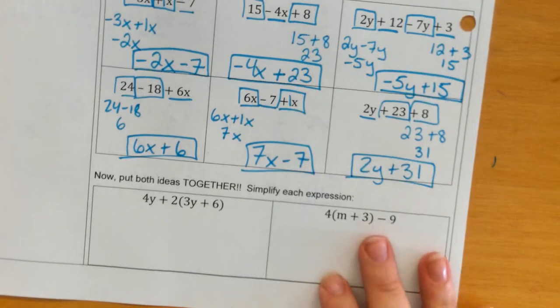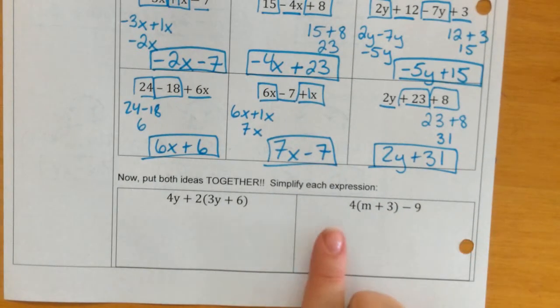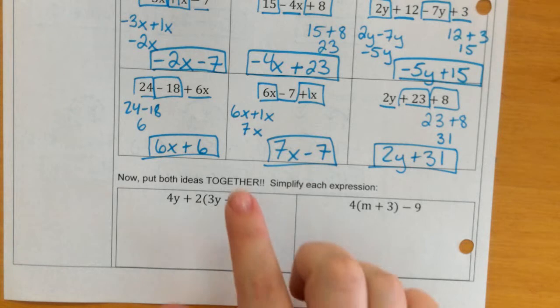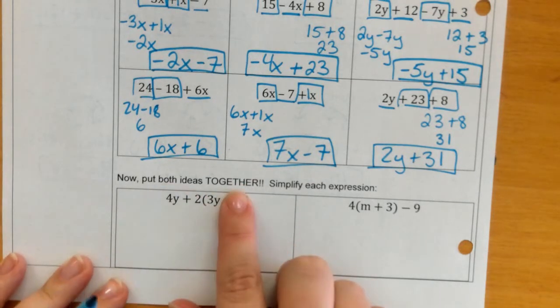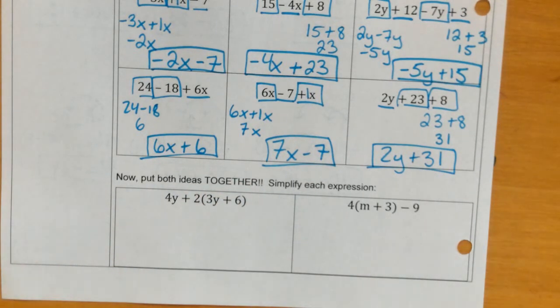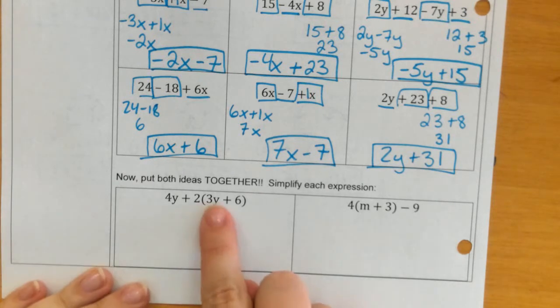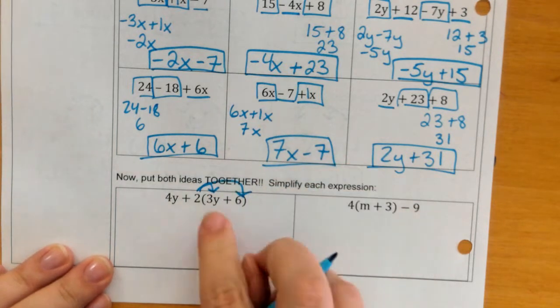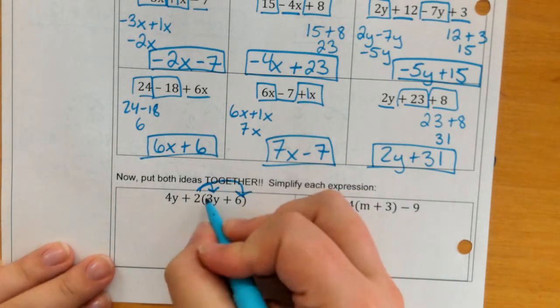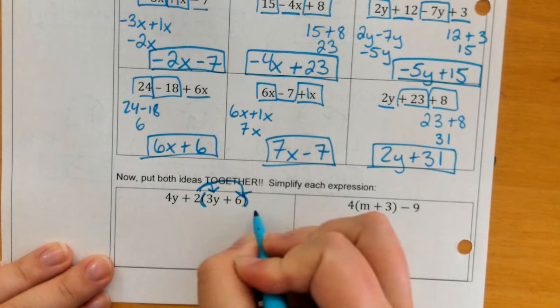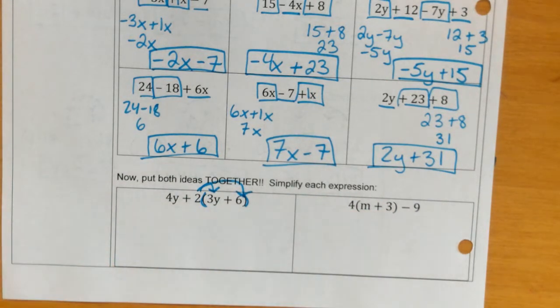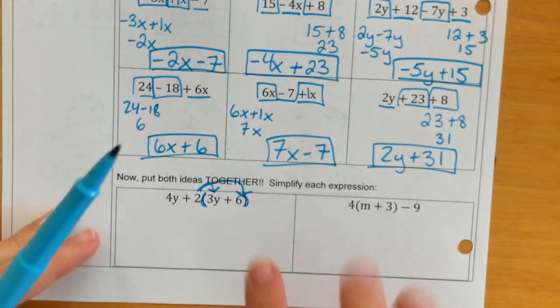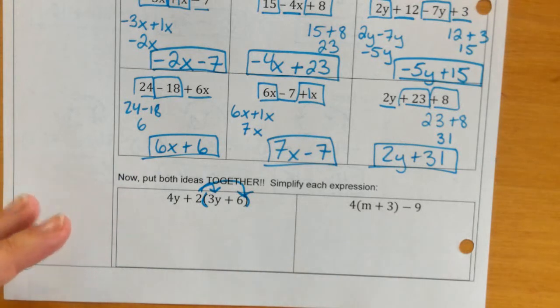These two examples on the bottom, I want you to pause the video and try them. They make you put both ideas, the distributive property and combining like terms, together. First, you're going to want to distribute, though, because you can't combine like terms if you have the parentheses here. They're stuck in jail until you get them out by multiplying by 2. So try these first, pause the video, and see if you get the same answers.